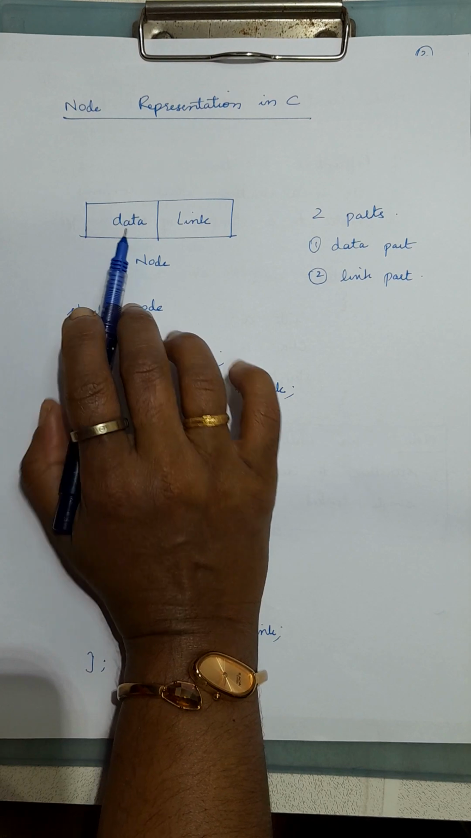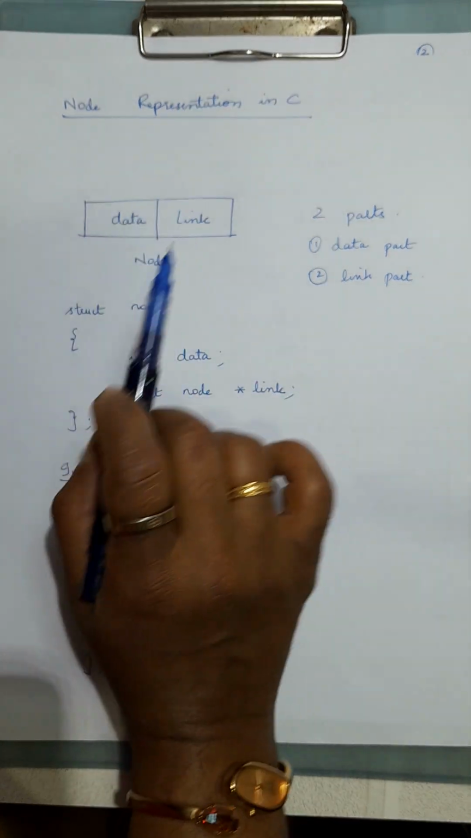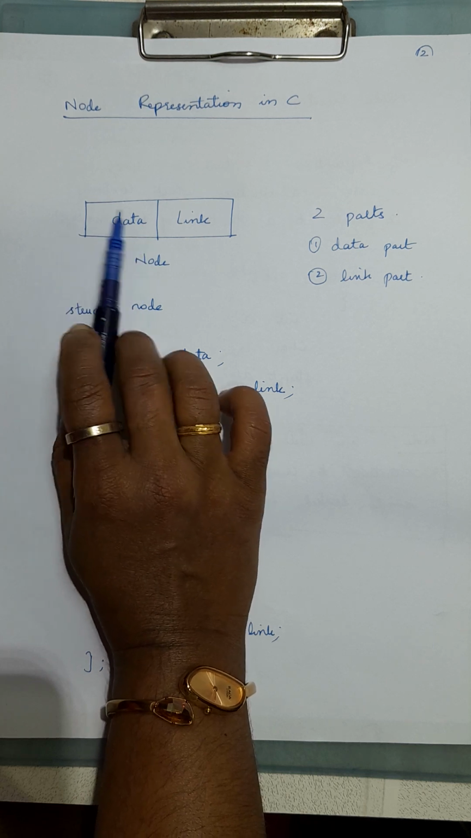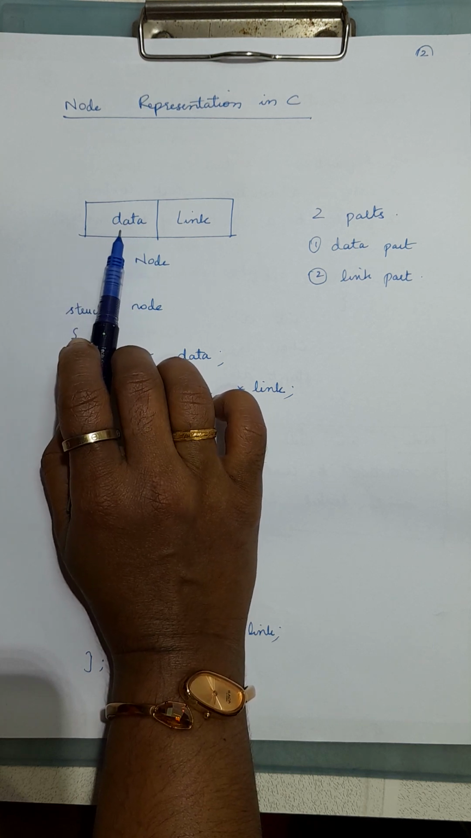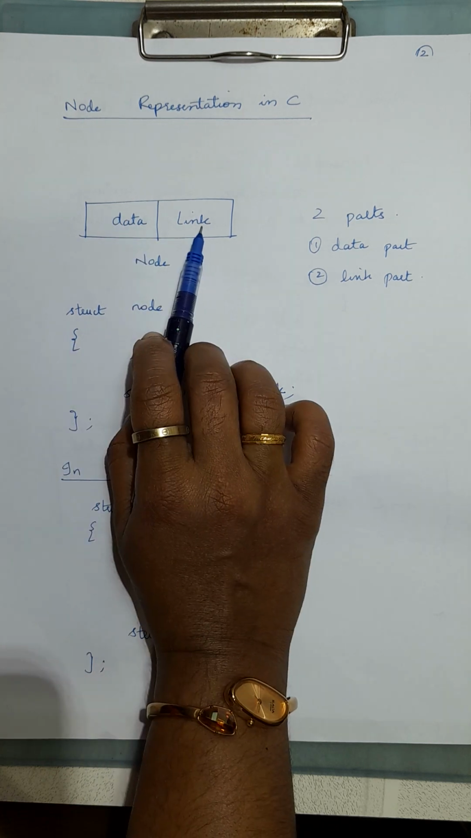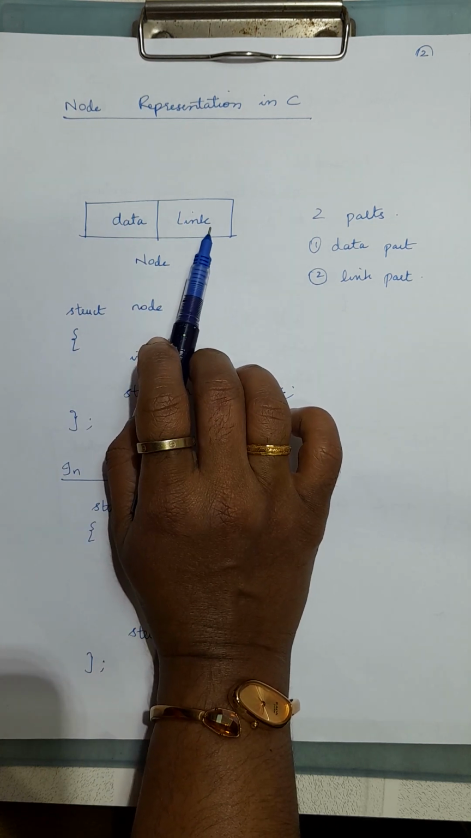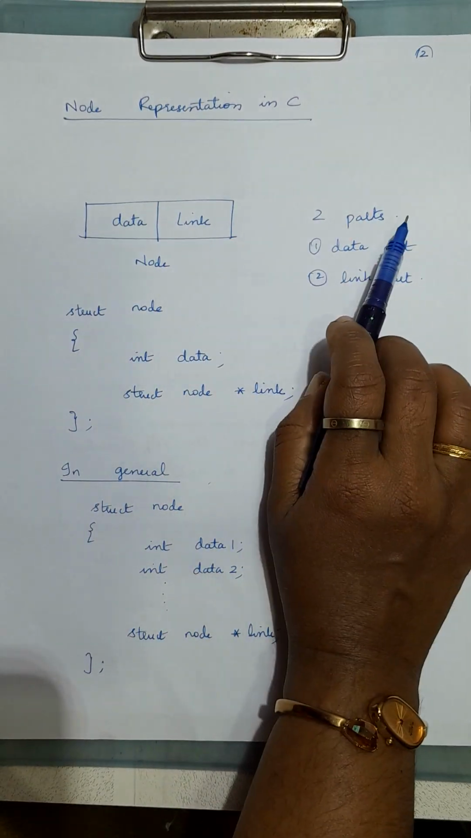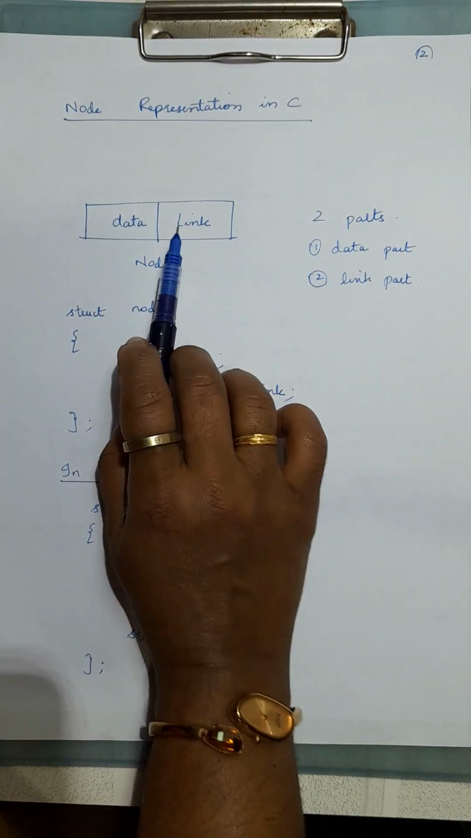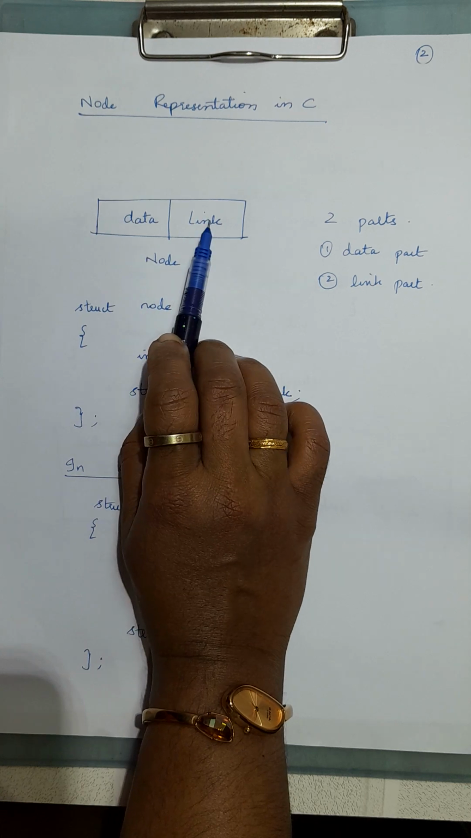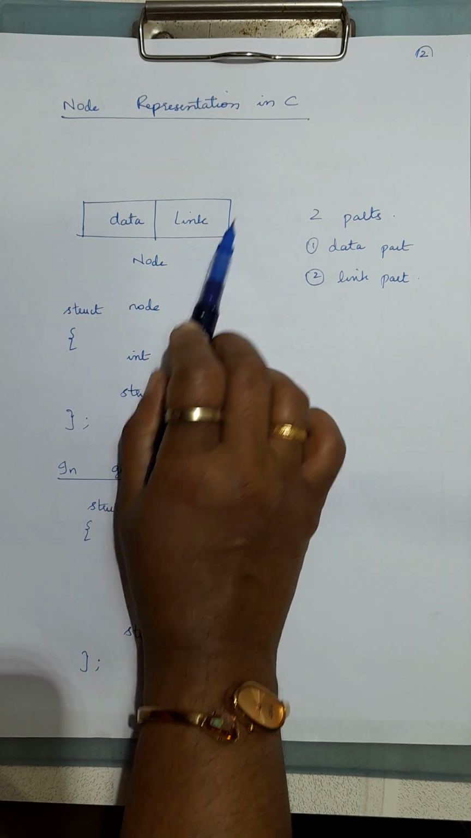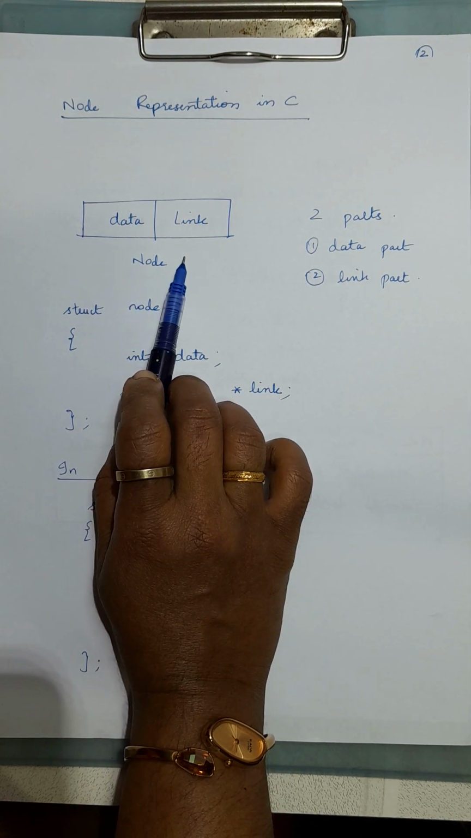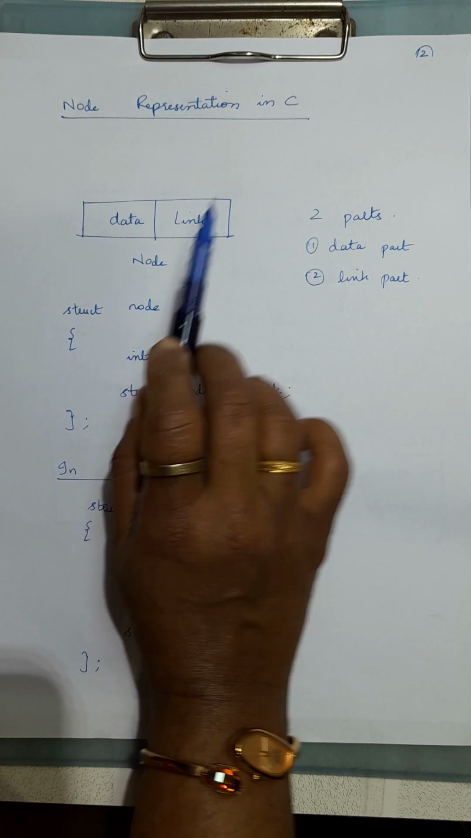What is the data part? A data part can have more than one data value. In order to store values within the structure, we need to have data. The other one is the link part, where it can link one node to another node. This is a single node. When I want to create multiple nodes and provide links between the nodes, then I should have a link part, where this link is a pointer that points to the structure of the same type. You understood? So this is a general graphical representation of the node.